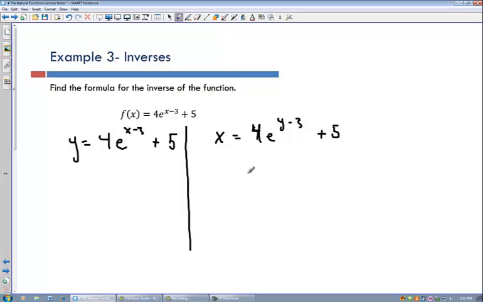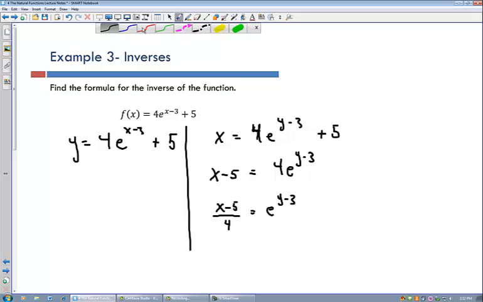That's a 4. And so I'm going to subtract 5 from both sides. So I'm going to get x minus 5 is equal to 4e to the y minus 3. And then I'm going to divide both sides by 4. So I'm going to get x minus 5, whole thing, divided by 4, equal to e to the y minus 3. And now here's where I get kind of stuck a little bit, because I want to bring this down.